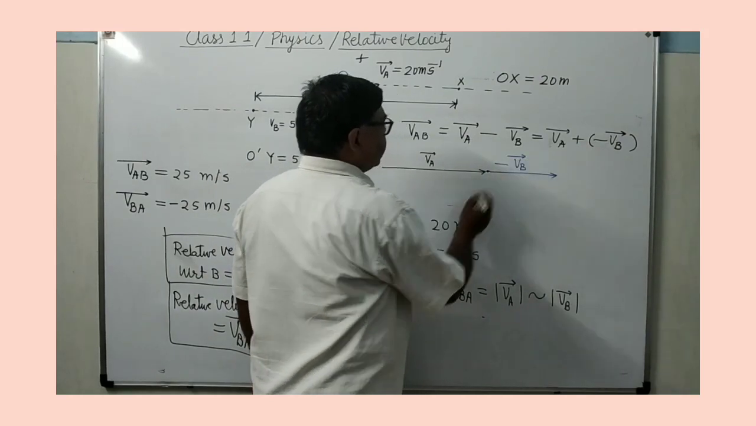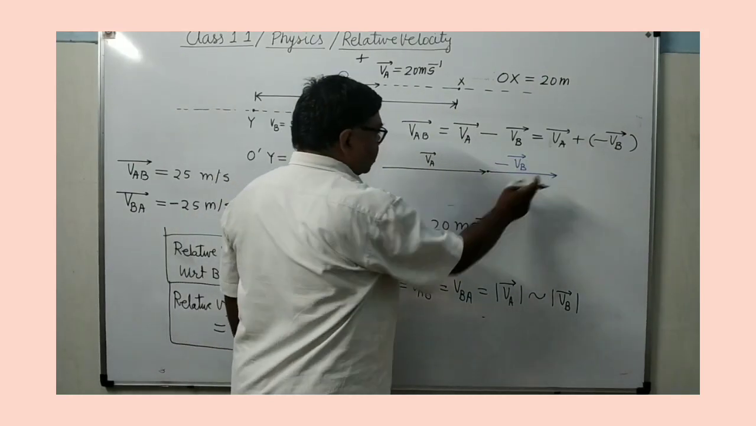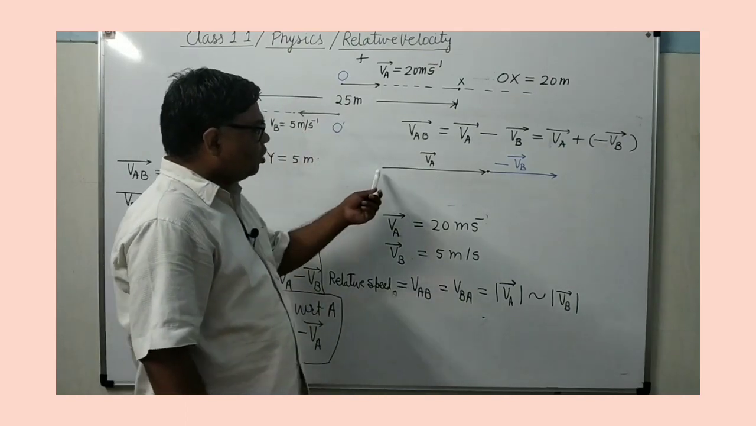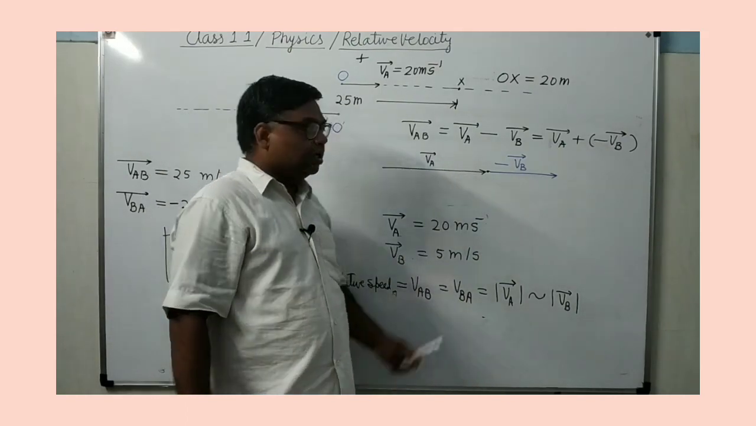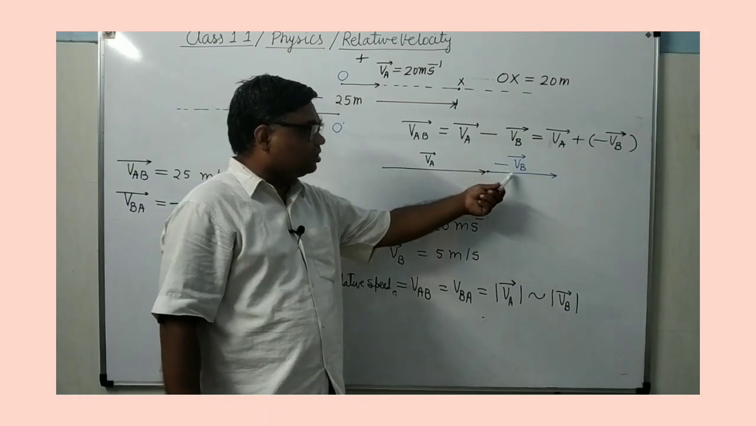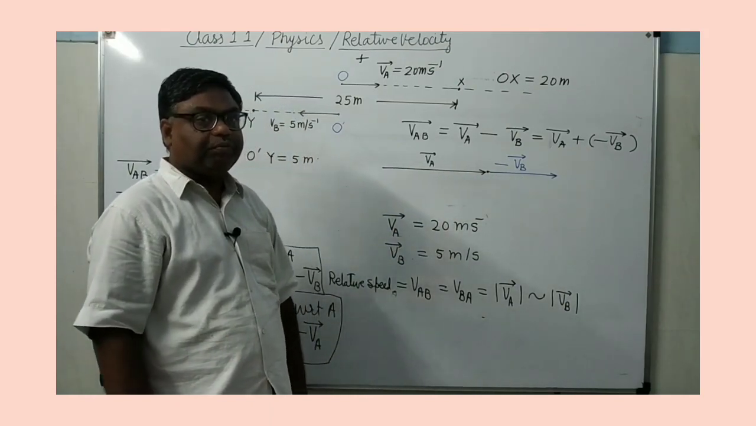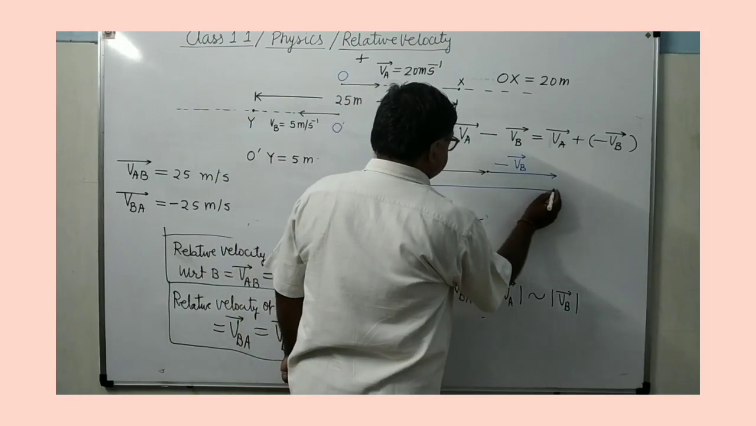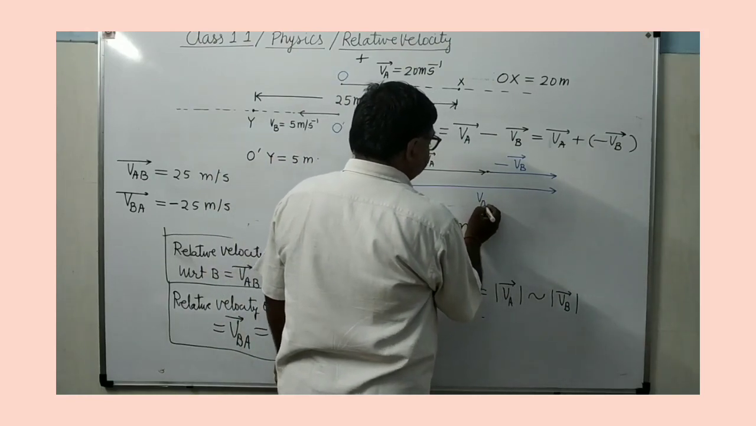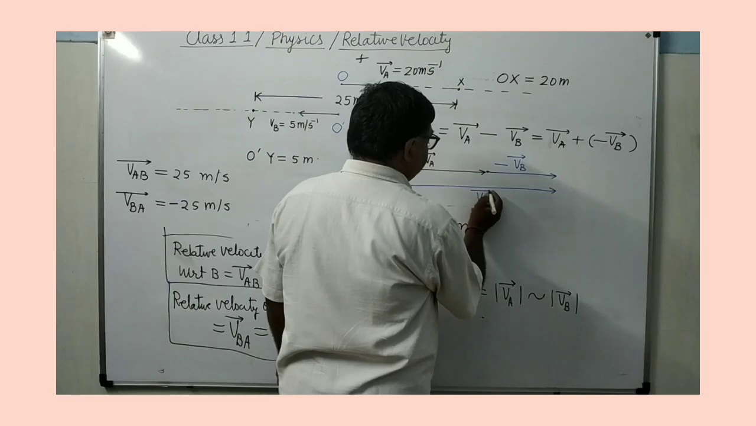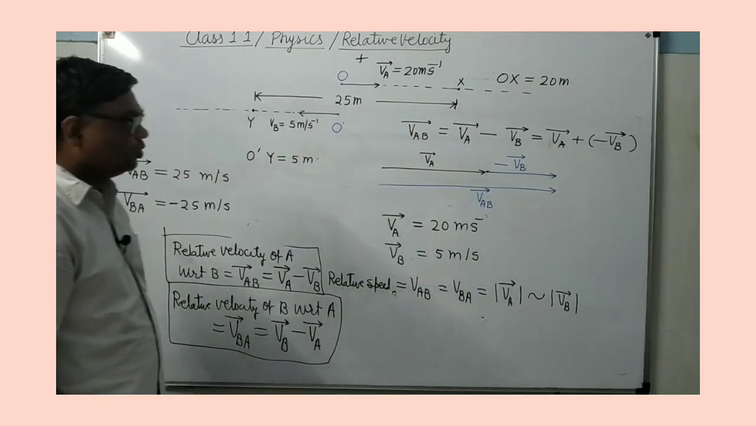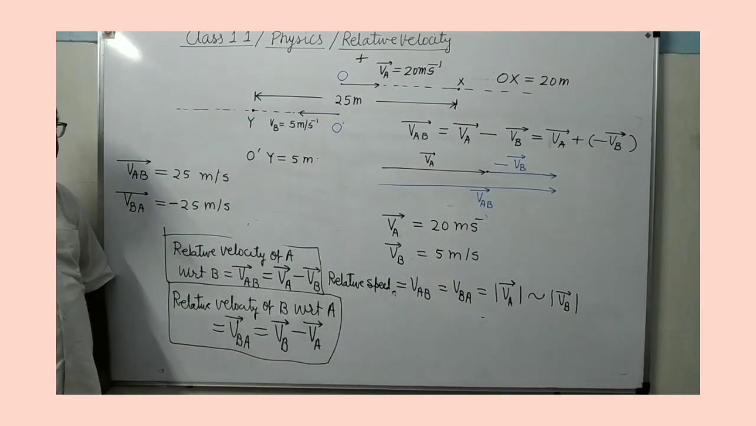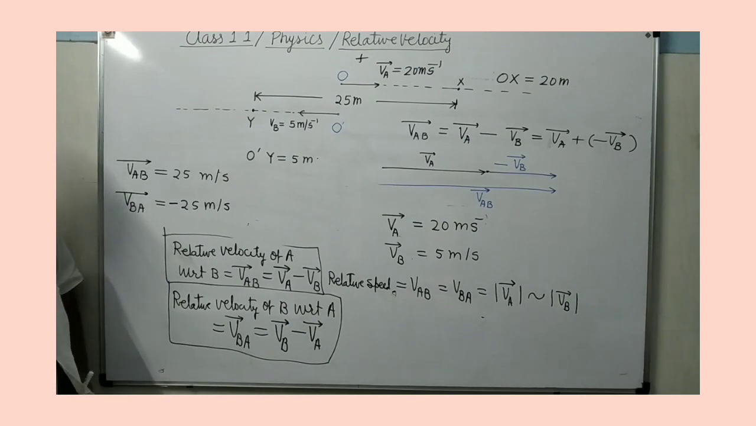What will be the resultant from here to here? The resultant will have what magnitude? This is corresponding to 20, this is corresponding to 5, means 25 meter per second. What will be the direction of the resultant? It is the direction of vector VA, which you have taken positive. So that's why it will come 25 meter per second.